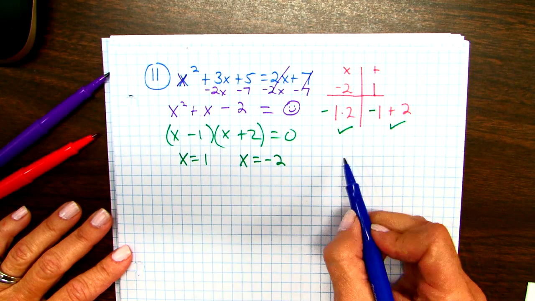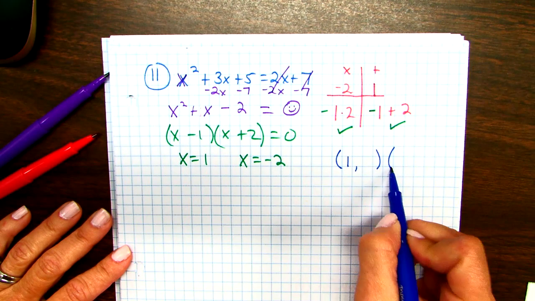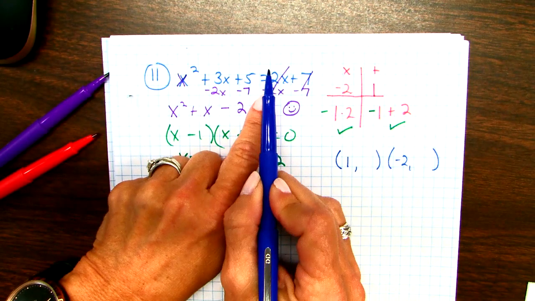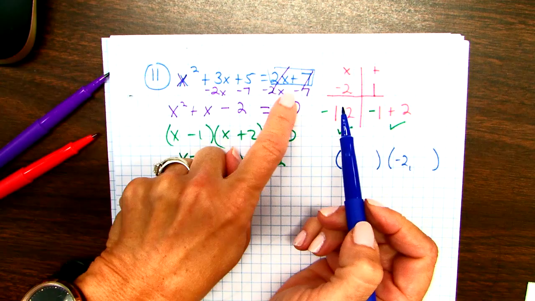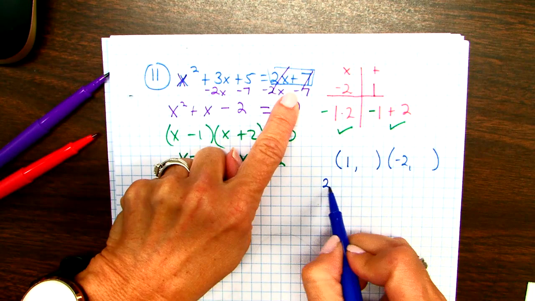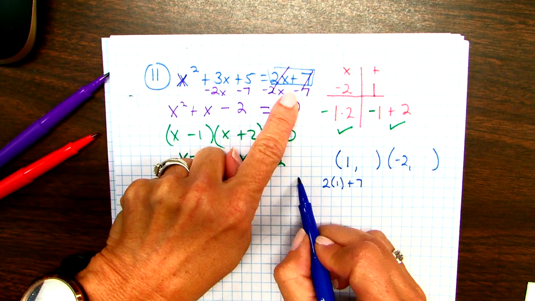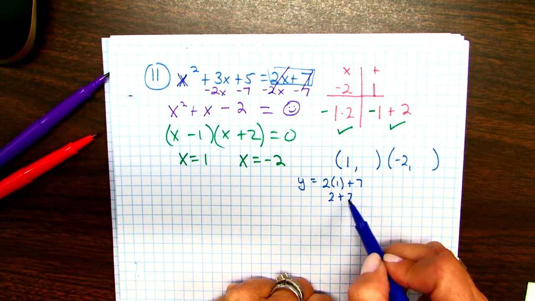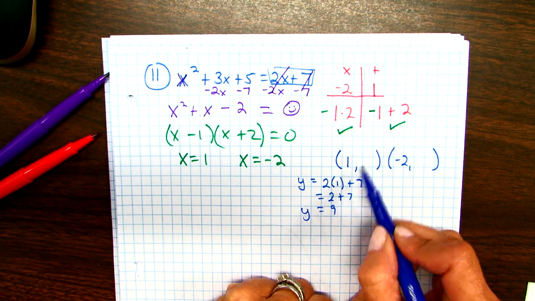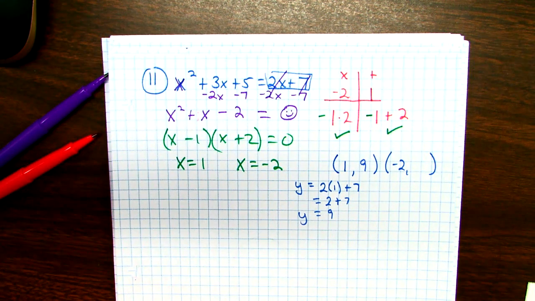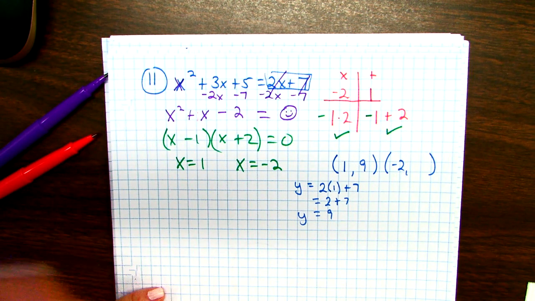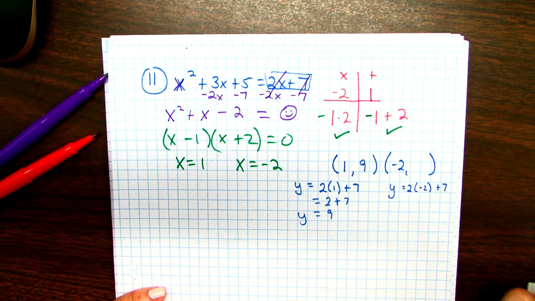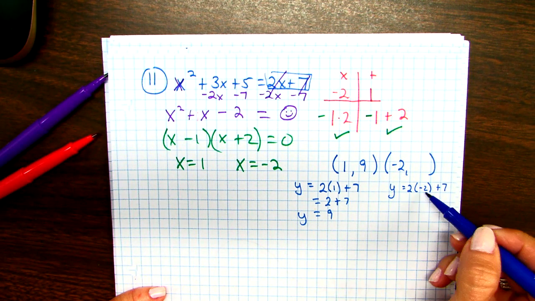All right, so remember, that's just the x values, and then you can plug into either side of the equation. Like 2x plus 7 would be the easier one, okay? So 2 times 1 plus 7 would be 9. Same thing, plug in the negative 2.